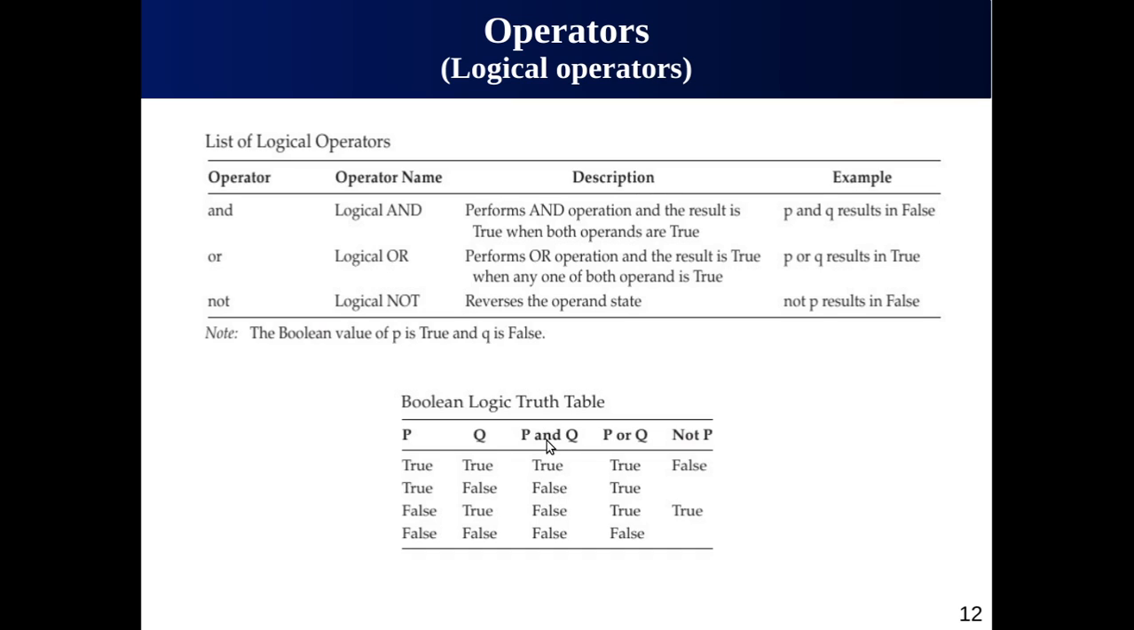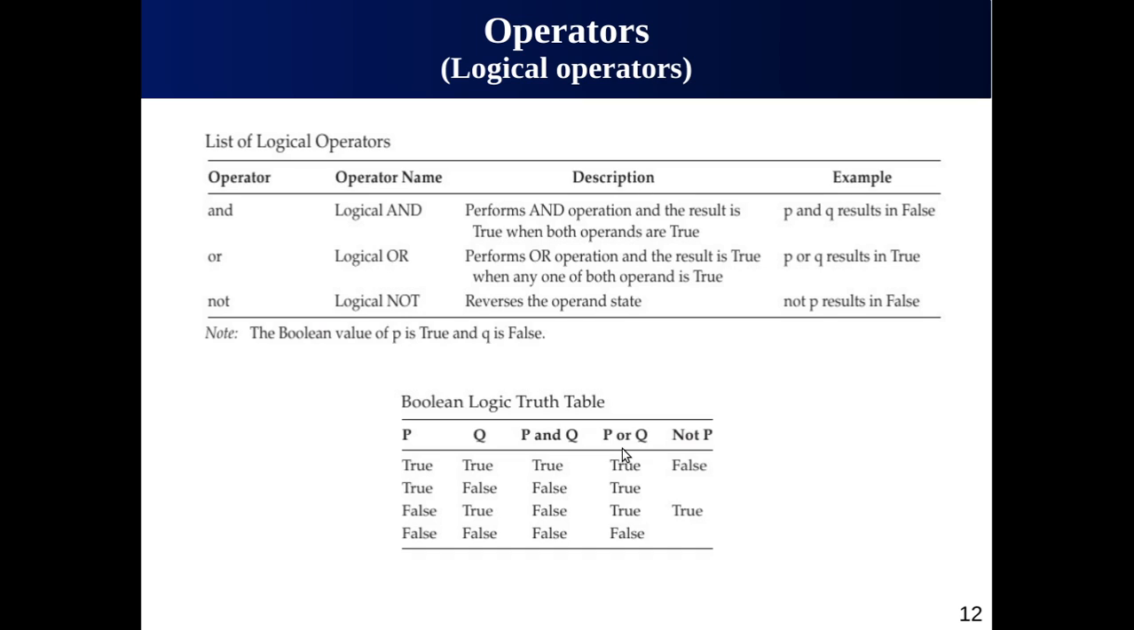In case of AND logical operator, the output will be true if both the values are true. From here you can see the value of P is true, the value of Q is true. Both are true, so the output is true. In other cases, the output is false. If both are false, the output is false. If any one of them is false, then still the output is false. The output is true only if both the values are true. And that is the first case. That is logical AND. In simple words, that is true if both are true, otherwise false.